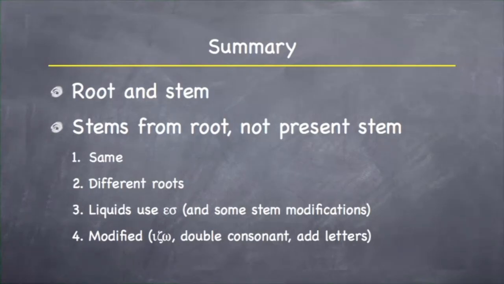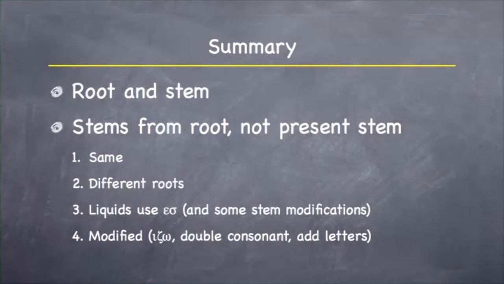Pattern 1 is that they're identical. The root is not modified in the formation of the present tense stem. Pattern 2 is totally different roots are used in the formation of the different tense stems. Pattern 3 are liquids, and the root moves for the most part smoothly into the present tense stem, but the tense formative is epsilon sigma. The sigma drops out and you get some contractions that you have to be aware of.